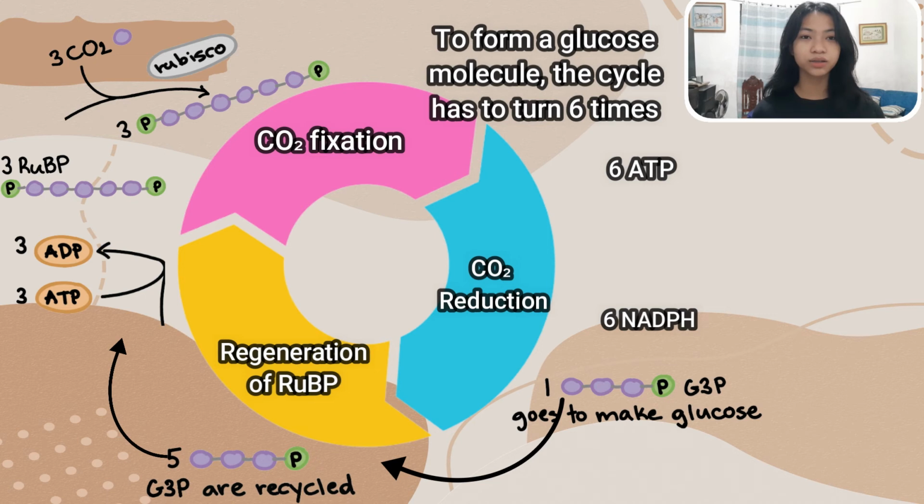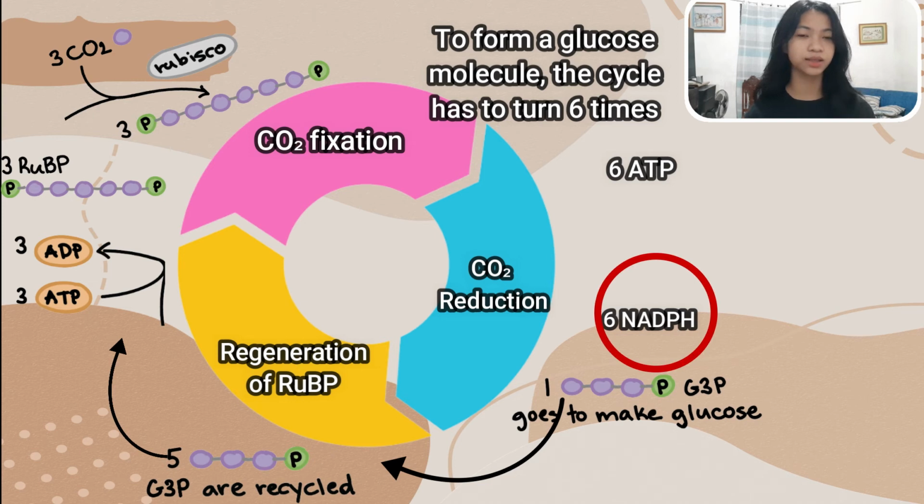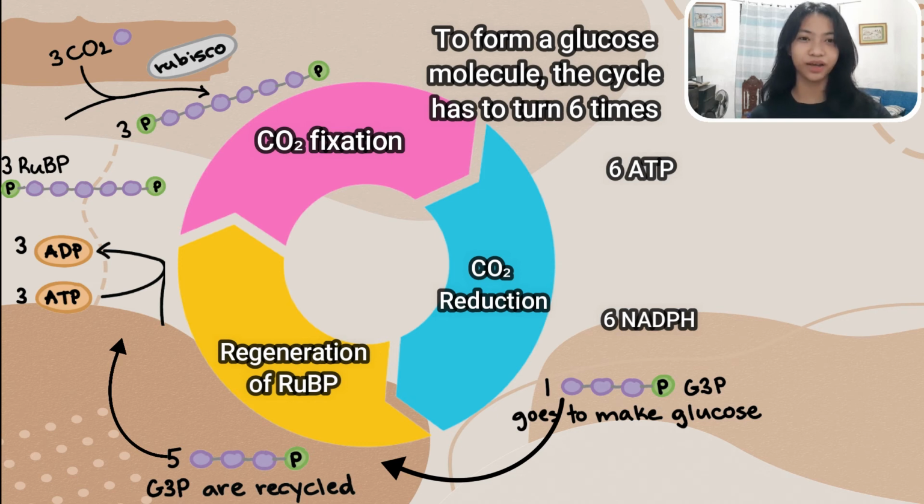To form a glucose molecule, the cycle actually has to turn 6 times because each turn of the cycle adds only one carbon atom from the incoming carbon dioxide. It's important to remember that the Calvin cycle is dependent on the light reactions, which provide NADPH and ATP, which in turn provide the electrons and energy needed to form carbohydrates.